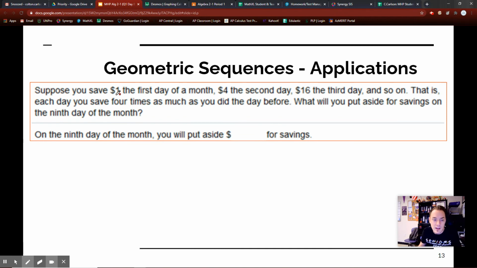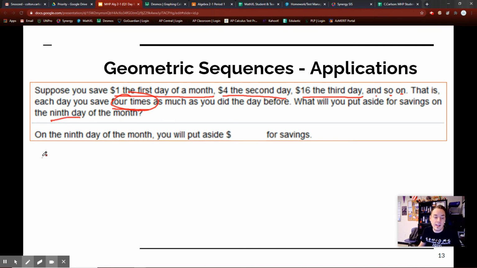So suppose you save $1 the first day of a month. $1, not too bad, about half the price of a Coke at the gas station. $4 the second day, $16 the third day, and so on. Okay, that is each day you save 4 times as much. I'm gonna actually circle that. 4 times as much as you did the day before. What will you put aside for savings on the 9th day of the month?